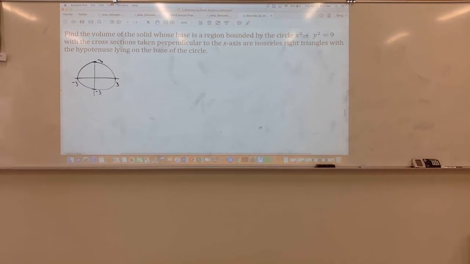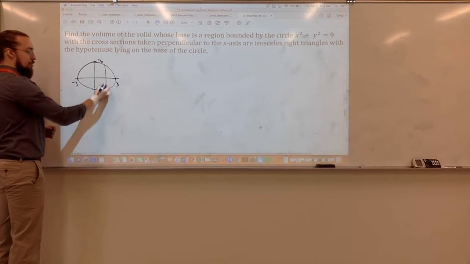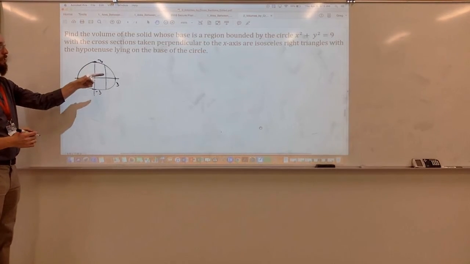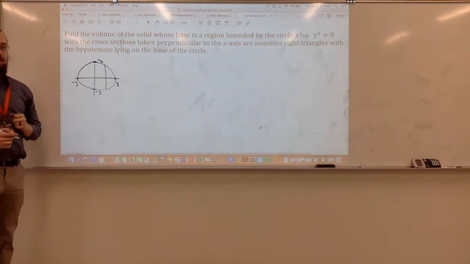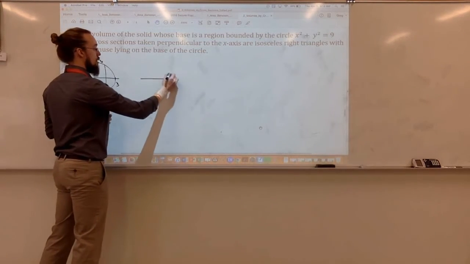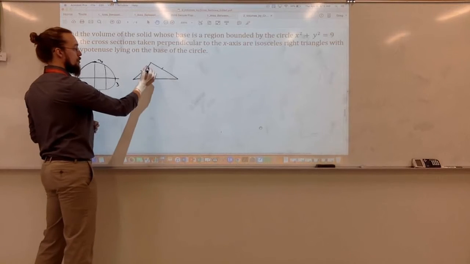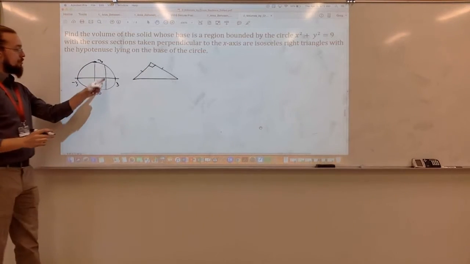So we're told now that the cross sections taken perpendicular to the x-axis are isosceles right triangles. So cross sections are going from here to here, and it says the hypotenuse is lying on the base of the circle. So this is the hypotenuse, and we've got an isosceles triangle coming out of the board like this. So if I sketch my isosceles triangle, this hypotenuse is this side right here.